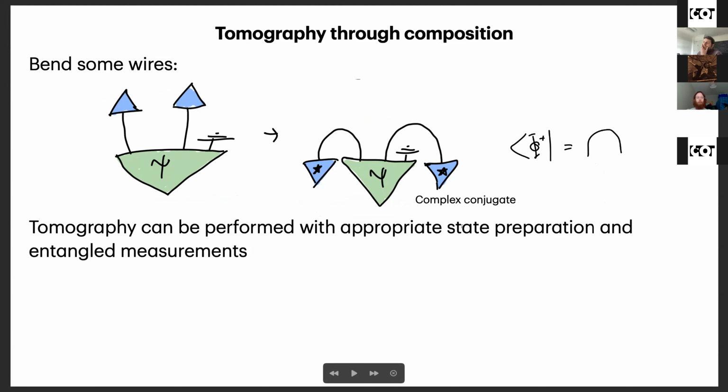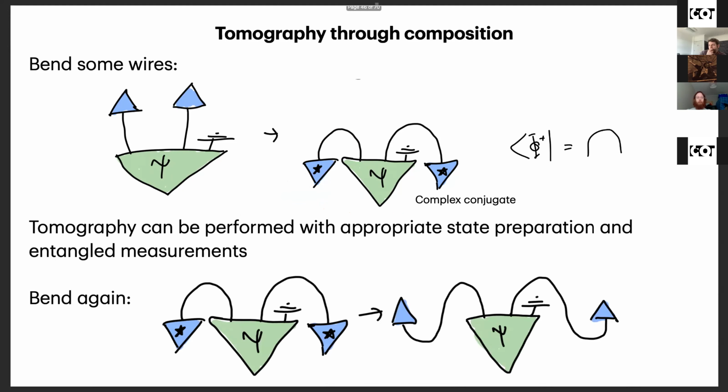So now, instead of performing tomographically complete measurements on these two systems, I can perform tomography by preparing appropriate states here and making entangling measurements on these two systems here. What I do is prepare Pauli eigenstates, for example. So these could be Pauli eigenstates, and I perform some entangling measurements here. And this allows me to recover the characterization of the system that I get over here. So by bending the wires, I don't lose anything.